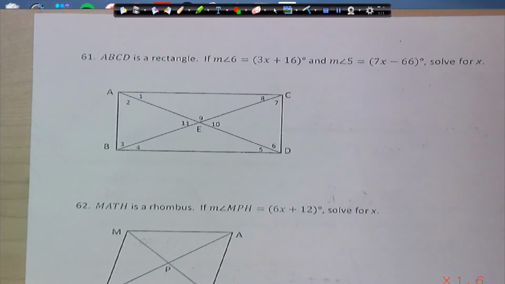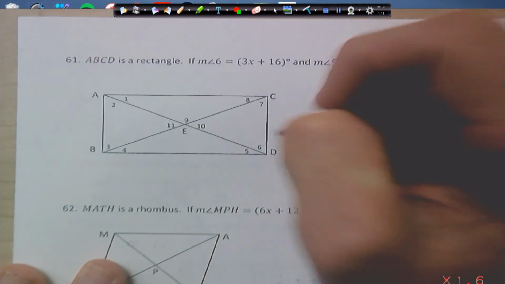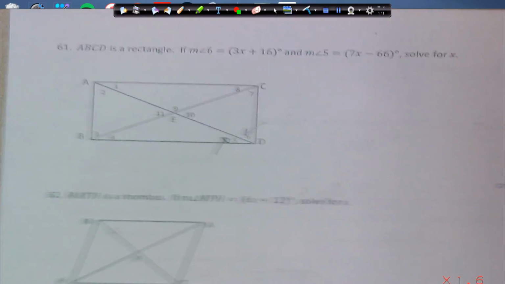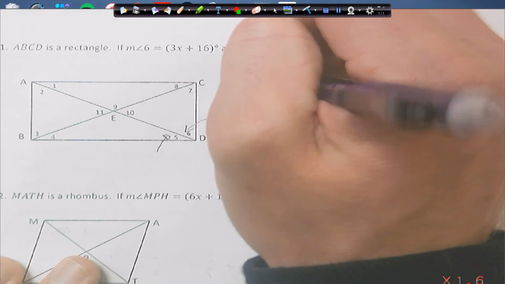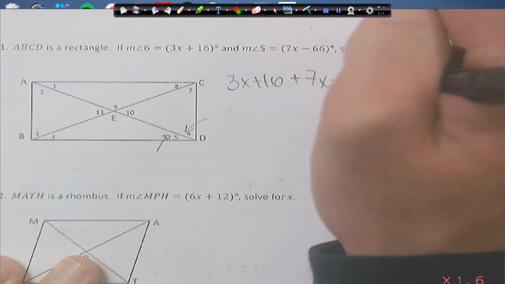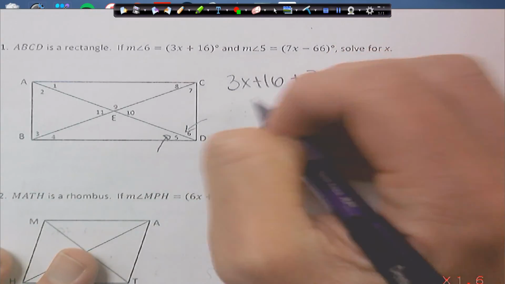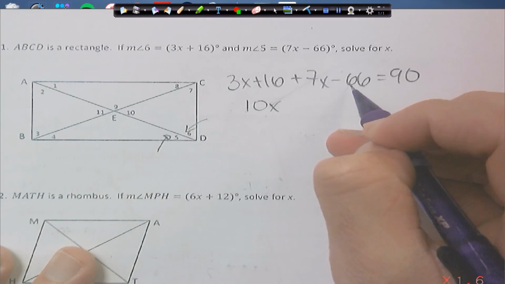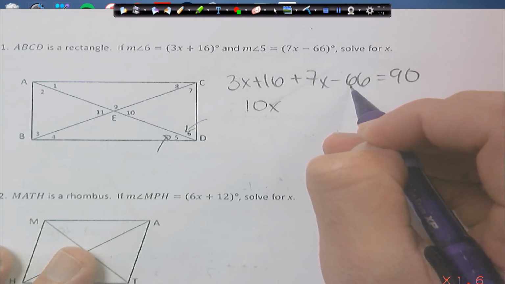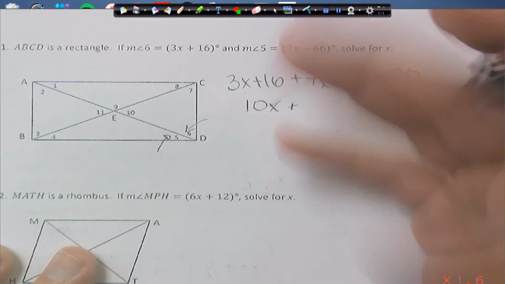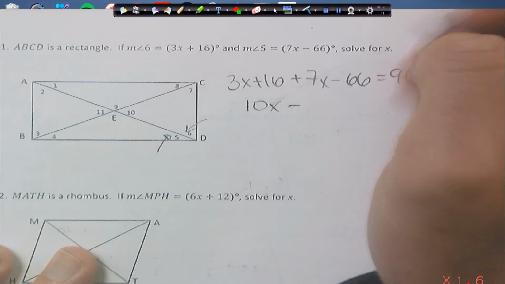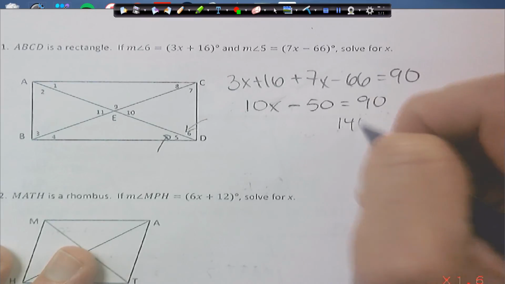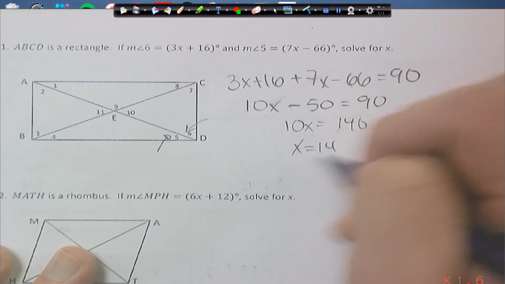All right. Angle 6 is right there. Angle 5 right there. Those two angles, it's a rectangle, have to add up to 90, so that's all we do. Combine like terms, 10x. Negative 16 and a positive 16 and negative 66 is going to be a positive. Nope. I'm starting to lose my marbles here. Negative 50 equals 90. Add the 50 over, we get 140. X equals 14.